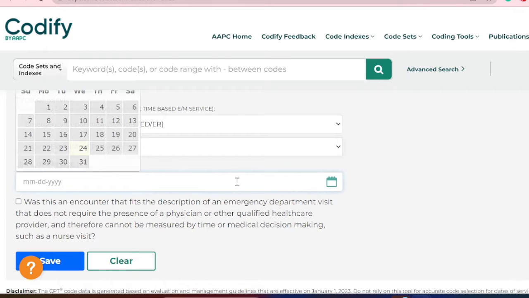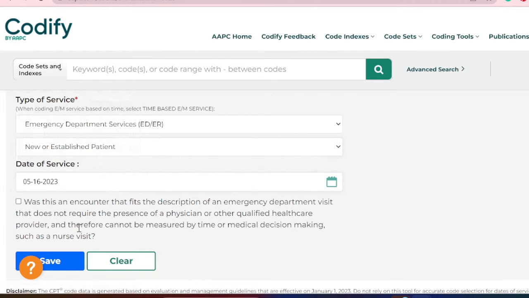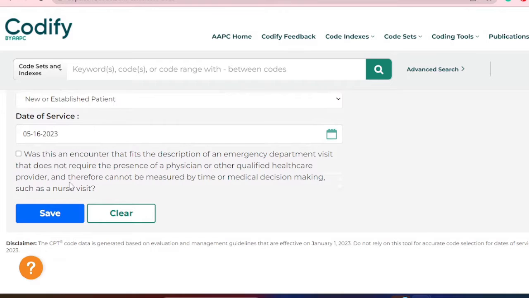We'll just pick a mock data service here. And this button is kind of confusing because there's not a yes, no, there's just the radio button. So the radio button effectively means yes. And the question is, was this an encounter that fits a description of an emergency department visit that does not require the presence of a physician or other qualified healthcare provider and therefore cannot be measured by time or medical decision making, such as a nurse visit? No. So we're not going to click that button. We are going to hit save.